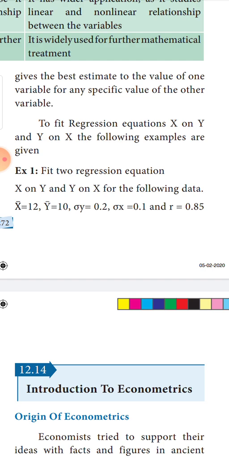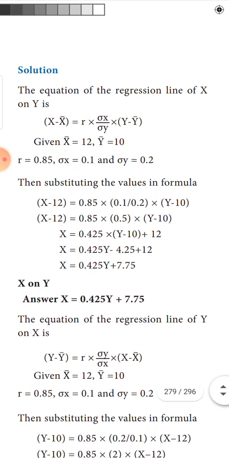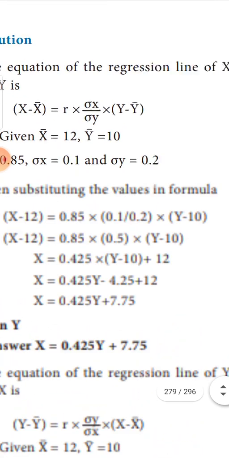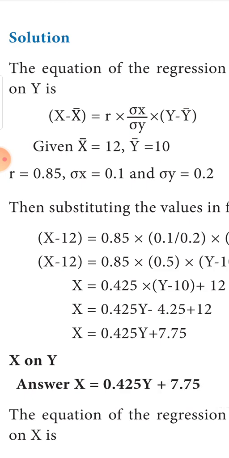What is the regression equation of x on y and what is the regression equation of y on x? Okay, to find the regression line of x on y, the formula goes like this: x minus x bar is equal to r into sigma x by sigma y into y minus y bar. Here the value of x bar is given, the value of y bar is also given, sigma x is given, sigma y is given. You are asked to find the equation only, that's all. So you are given x bar value to be 12, y bar value to be 10.